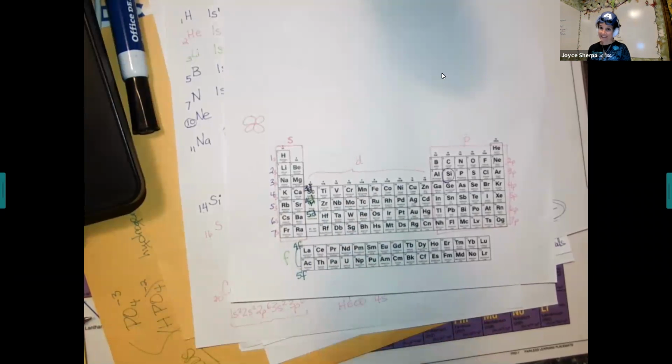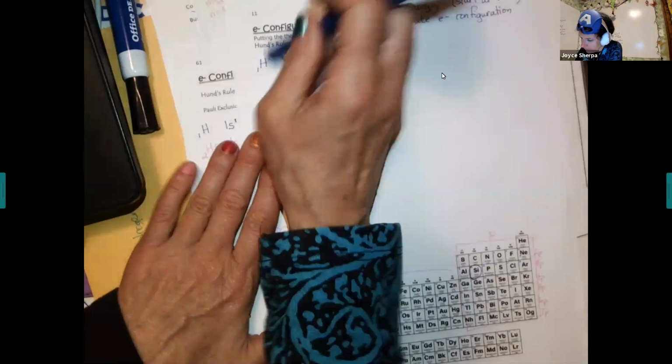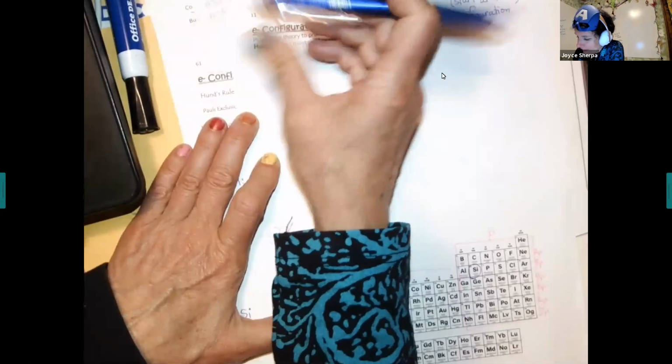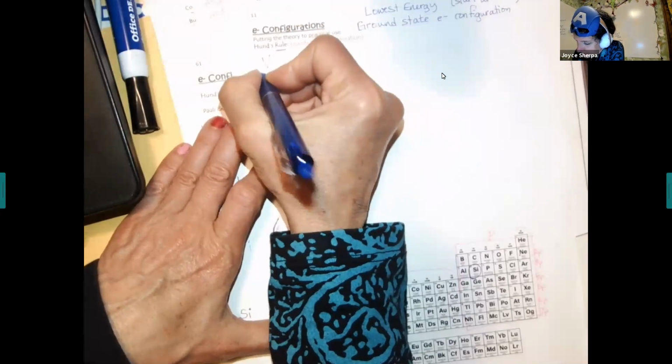The Gs, we're just getting there, and they're changing the periodic table. So how this is going to work, we're going to do vanadium. So vanadium is number 23.